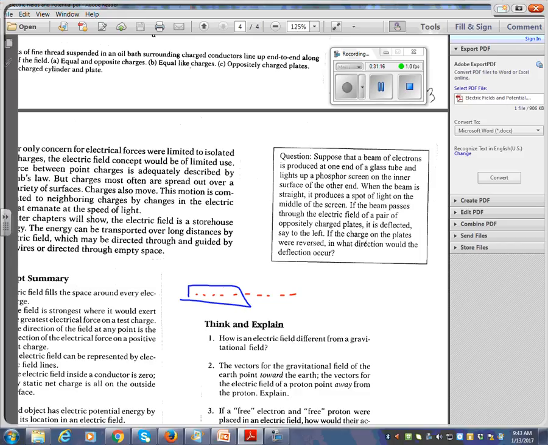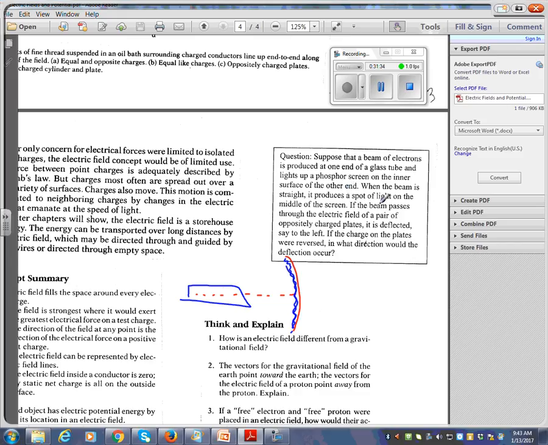Okay? And it's produced at one end of a glass tube, and lights up a phosphor screen on the inner surface of the other end. So we've got this glass screen over here, and it's coated in phosphor. And phosphor will glow when it's struck by an electron. Okay? When the beam is straight, it produces a spot of light on the middle of the screen.